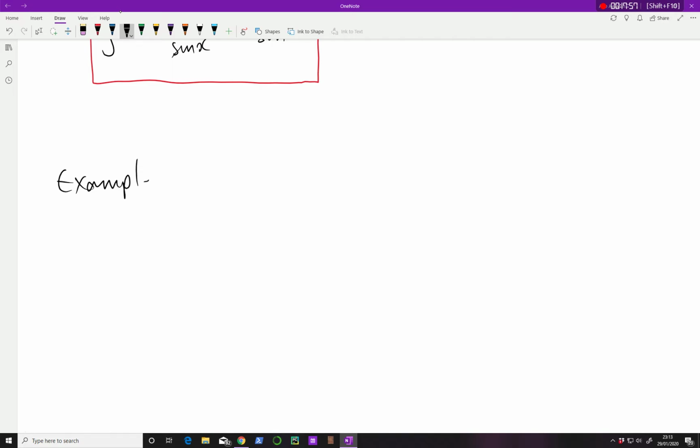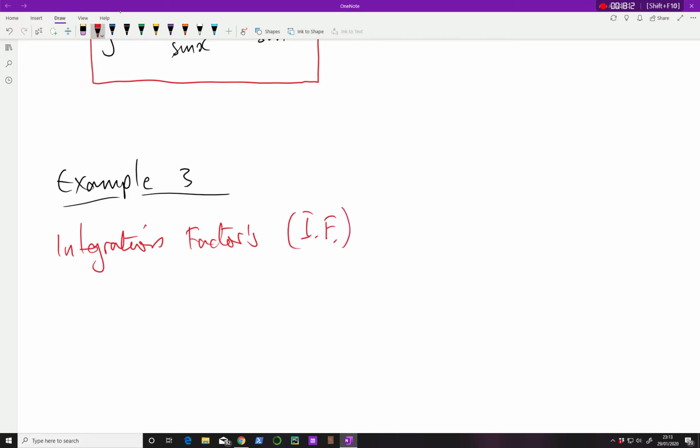So example 3 is just integrating factors, or integration factors. So the anagram of that is IF. Integrating factors, you don't have to think deep about it, except that you must turn your expression into the form of dy/dx plus py equals q.